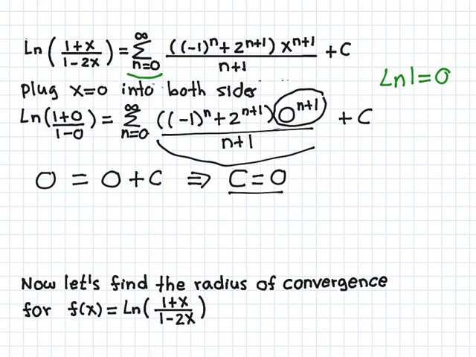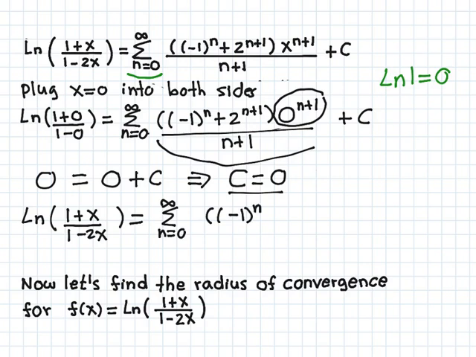So we have now found the power series representation of the function log of (1+x) divided by (1-2x), which is equal to summation n equals 0 to infinity of ((-1)^n plus 2^(n+1)). We've written it in a compact notation, x^(n+1) divided by n+1.